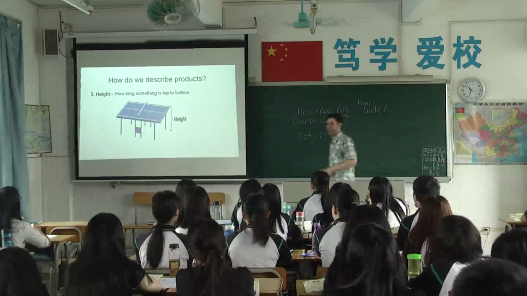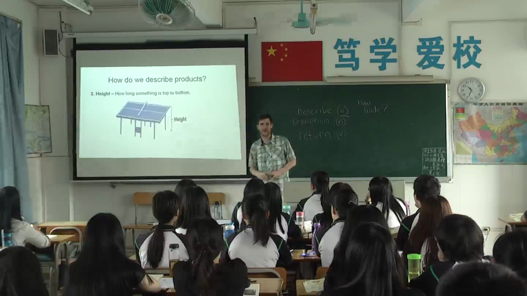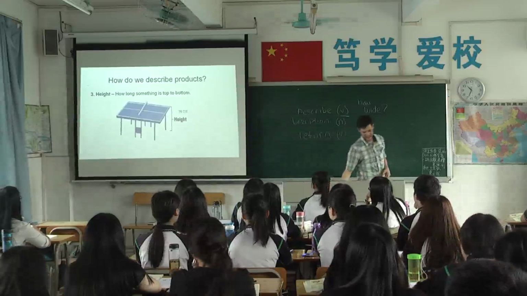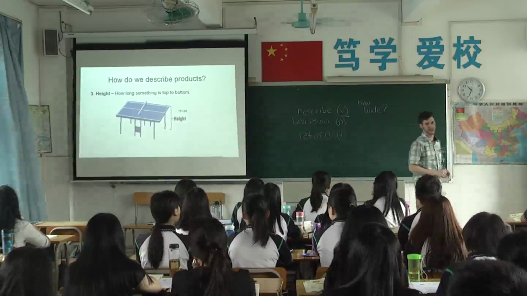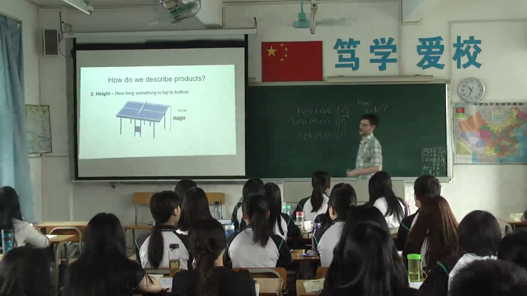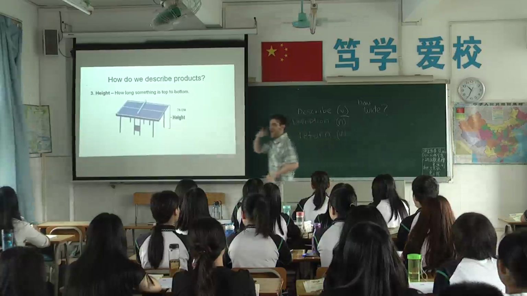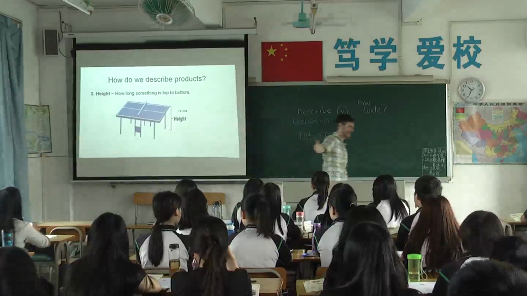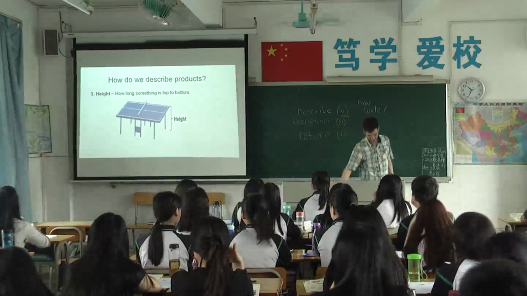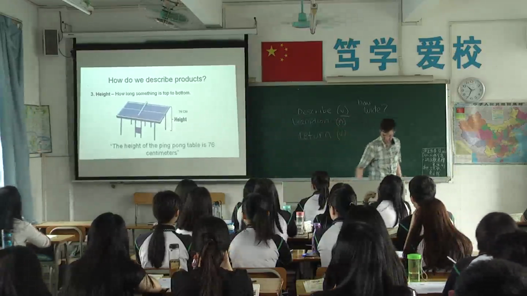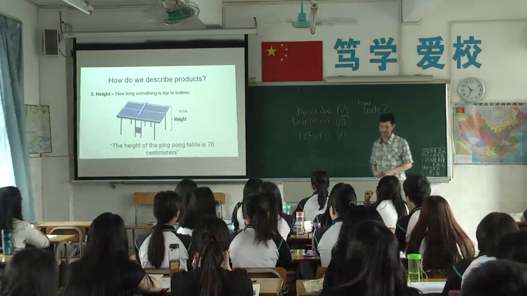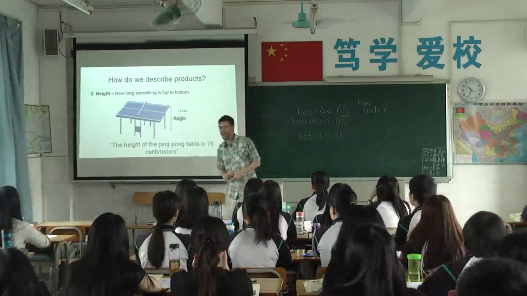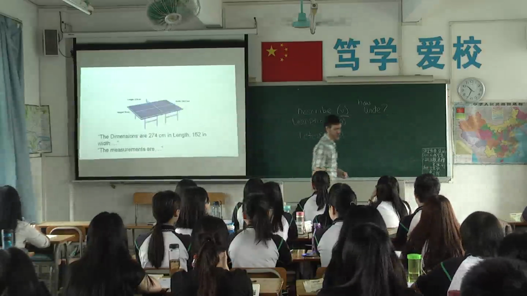So, now we look at the heights of the same ping pong table. This is 76 centimeters. So I'm going to ask you one more time. Excuse me, I would like to know the height of your ping pong table. What do you say? The height of the ping pong table is 76 centimeters. Good job.